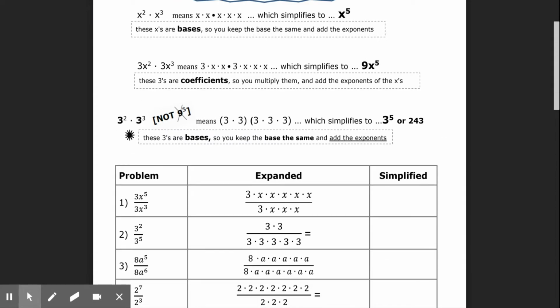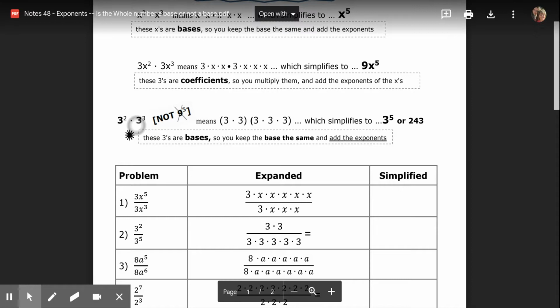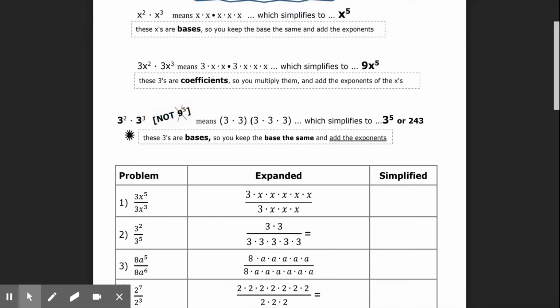On the next one, we have 3 squared times 3 cubed. And it is not 9 to the fifth power. It means 3 times 3 times 3 times 3 times 3, which simplifies to 3 to the fifth, or 243. The 3's here are bases, so you keep the base the same and add the exponents.